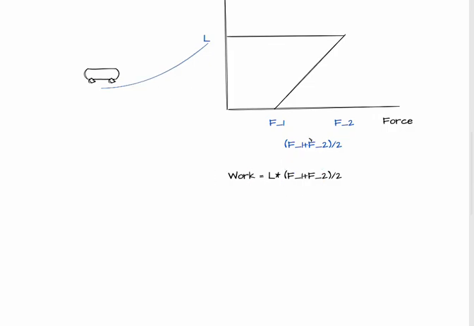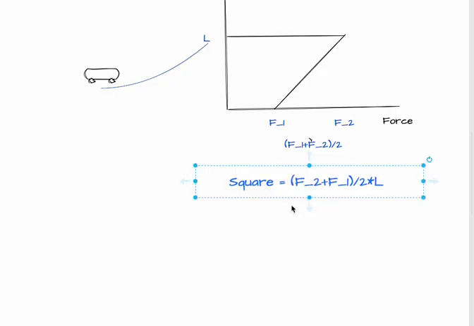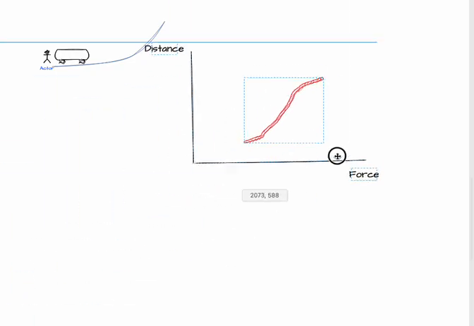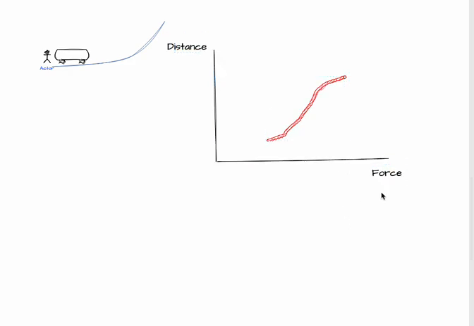Why does it matter? Because in some cases, in reality, it will be a little bit different. It will be more and more difficult to move the trolley, and in reality, our figure will look this way. And I think you already understand what I mean.